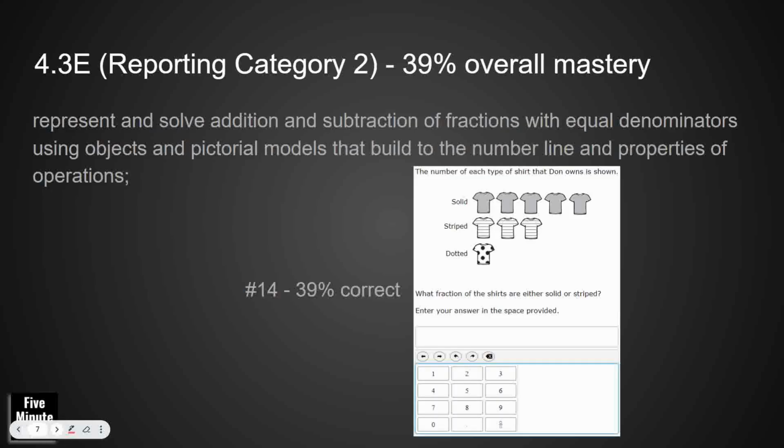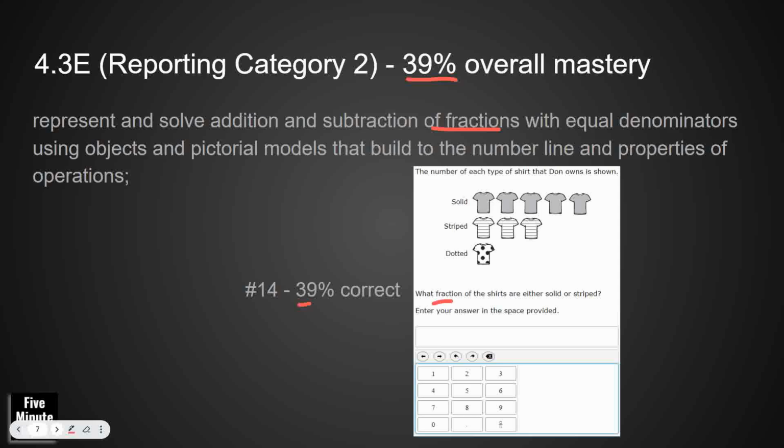Next, we're looking at 4.3e. We have 39% overall mastery. We're representing and solving addition and subtraction of fractions with equal denominators. Now, in 4th grade, it's equal denominators. In 5th grade, we're not necessarily worried about it being equal denominators. And so this is an interesting problem because it's an equation, right? It's a text editor. But honestly, we don't even need to add here.